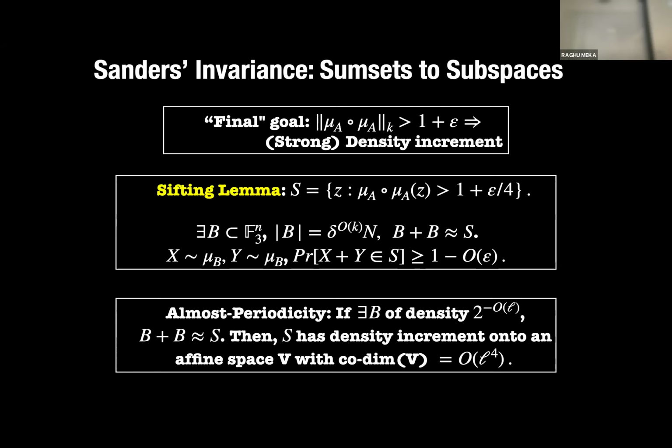But this last piece we don't have to do. Someone already did it. This is called almost periodicity. It has several different names in the literature. But basically, it says that if there is a set B such that B plus B is very close to S, then you can even find a subspace onto which you have density. Going from sum set to subspace is not that it's easy, but it's definitely been done before. So we don't have to do it. You lose something in the dimension: if the set B had density 2 to the minus L, then the subspace that you find will have codimension L to the 4.